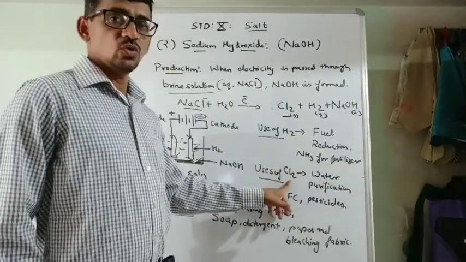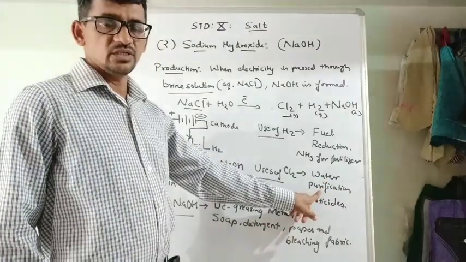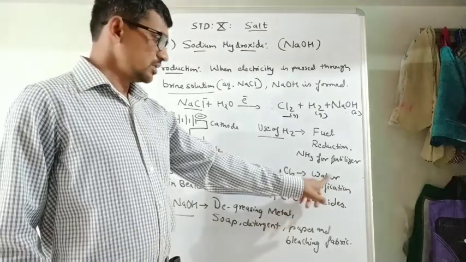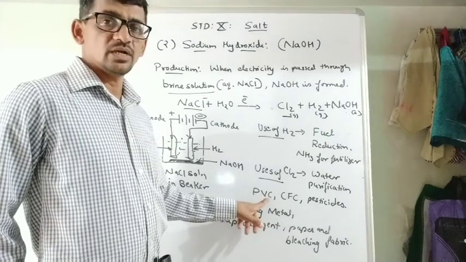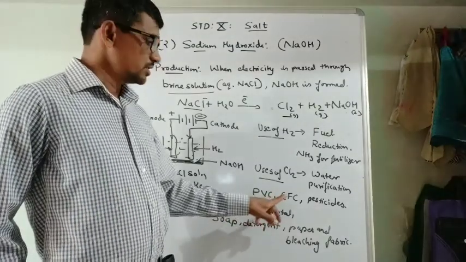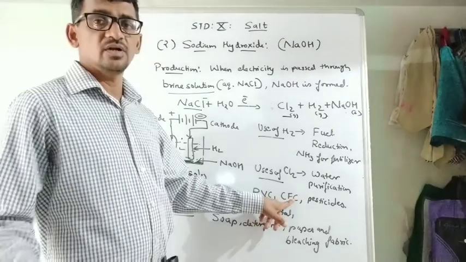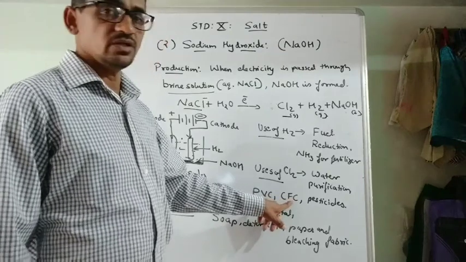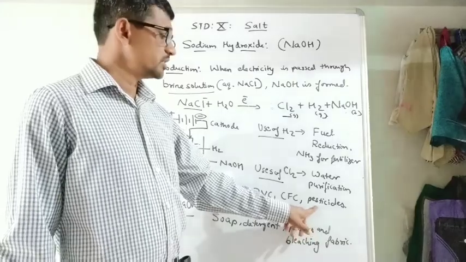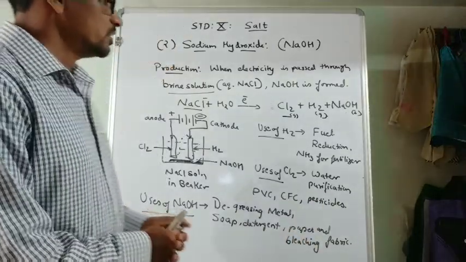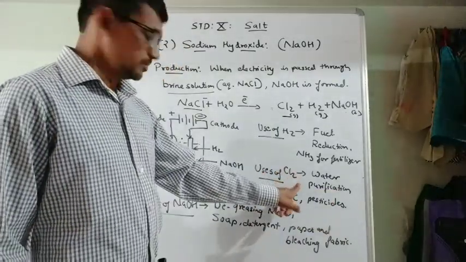Second is chlorine. Chlorine is used for water purification, as a disinfectant for water. Second, it is used for the polymer polyvinyl chloride, short form PVC. Similarly, chlorofluorocarbons, CFC, used as refrigerants, and different other chlorofluorocarbon chemicals. Another use is pesticides, which are used in farming, so in that we are using this chlorine.